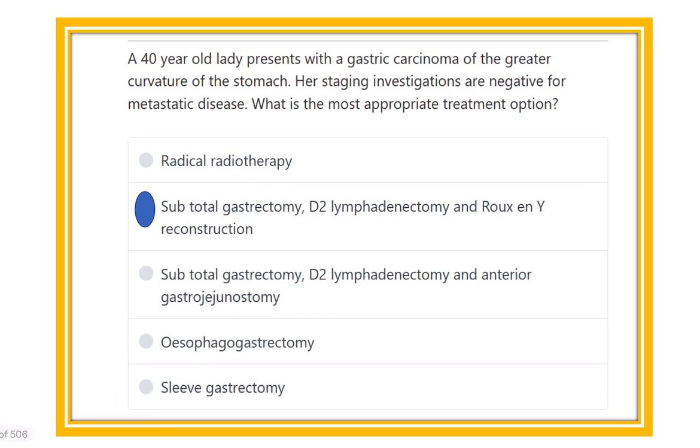So what is our treatment option? Our treatment option is subtotal gastrectomy, D2 lymphadenectomy, and Roux-en-Y reconstruction. So it is the treatment option for carcinoma of the greater curvature of the stomach that is negative for metastatic disease.